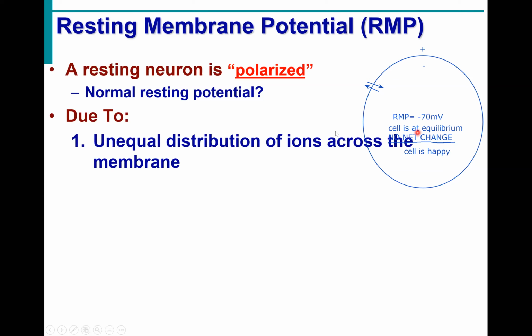We get this polarization because there's an unequal distribution of ions across the membrane, and that is inconvenient.